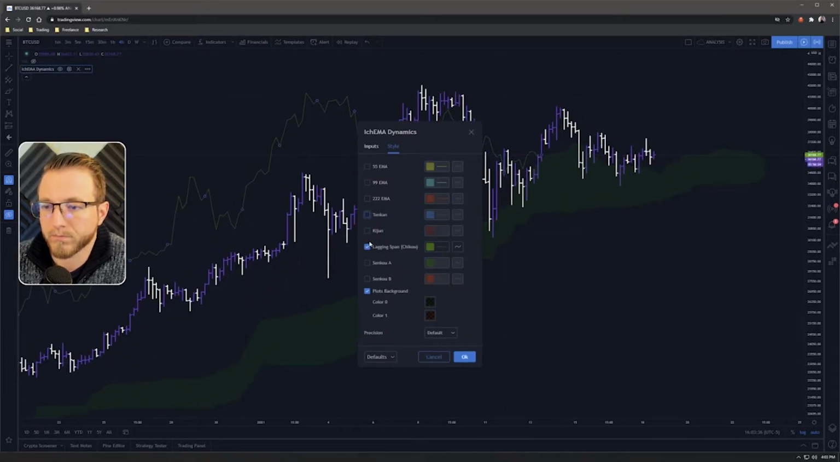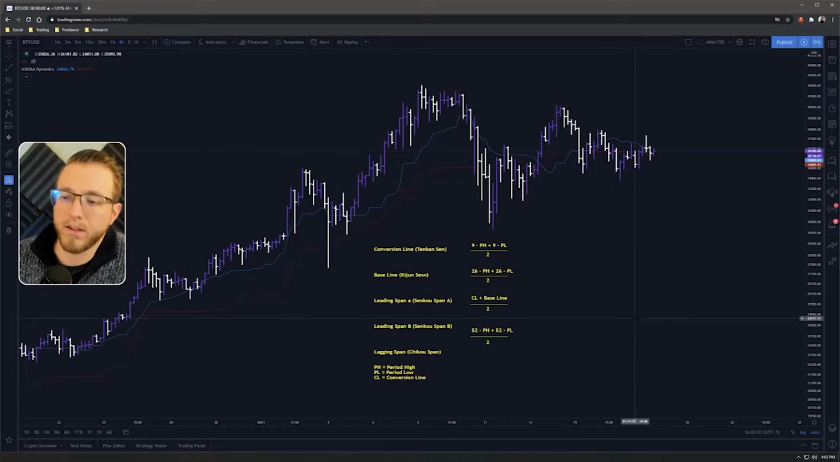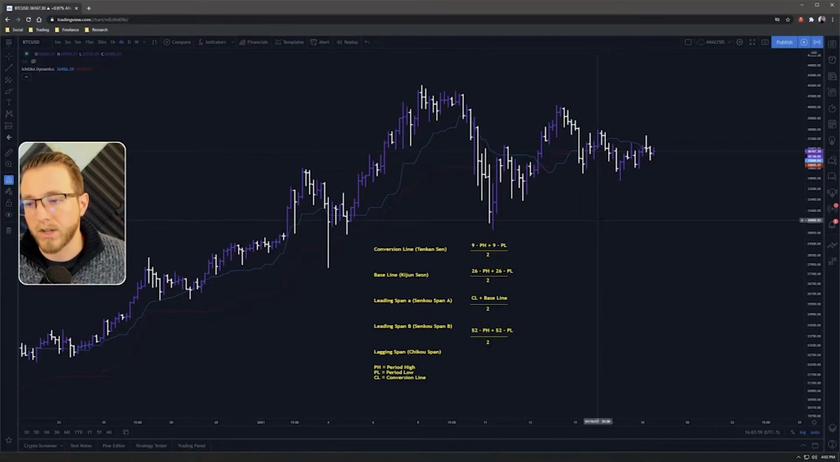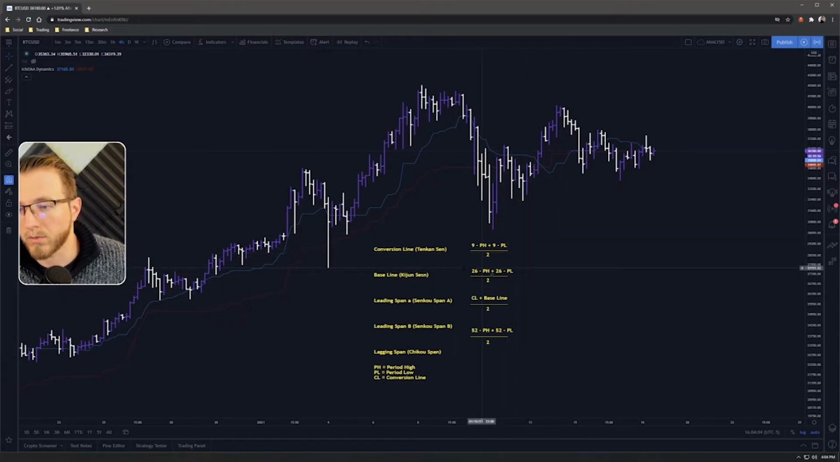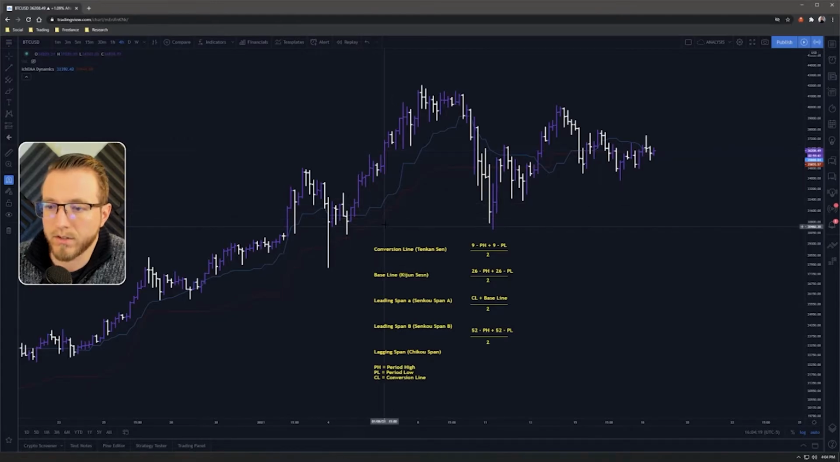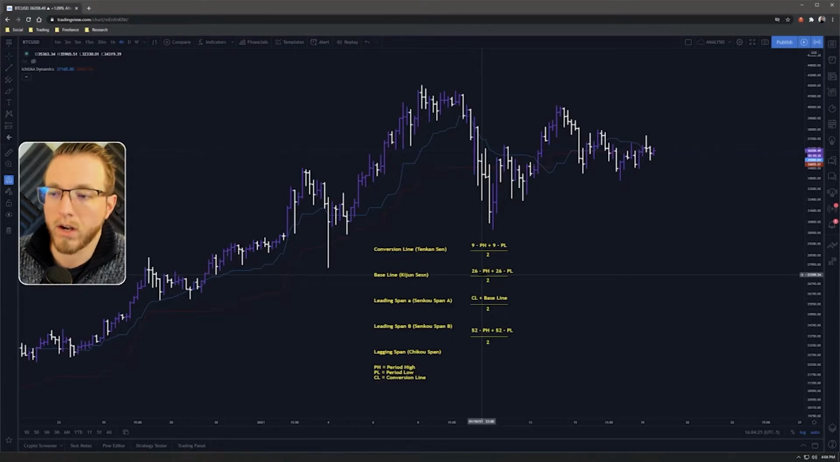Let's go ahead and break this down one by one, and let's actually do the lagging span last. Our conversion line, the Tenkan-sen line, is drawn with this calculation: 9 periods' price high plus 9 periods' price low, divided by 2. And then the baseline is calculated as 26 periods' high plus 26 periods' low, divided by 2. So that's how these two lines are calculated. These are the traditional mathematics, just adjusted for crypto settings, and that's what draws these lines here.